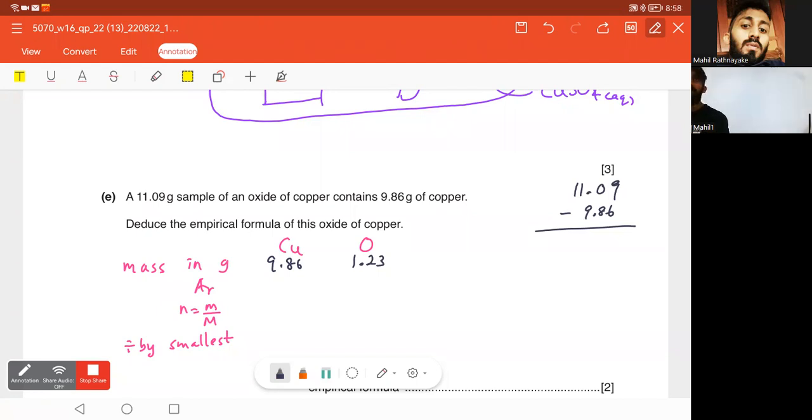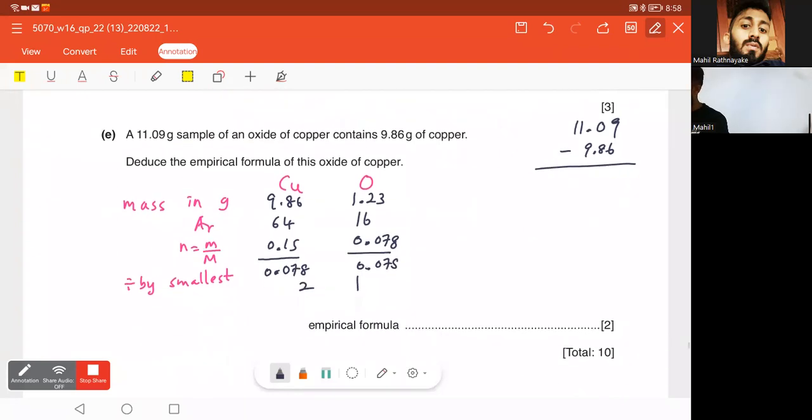Copper Ar 64, oxygen 16. So 9.86 divided by 64 gives 0.15. Next one, 0.07. What's the smallest? What's the answer? The ratio is 2 to 1. This is Cu2O.